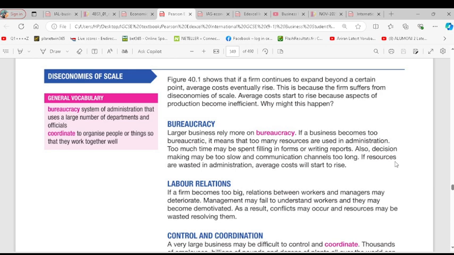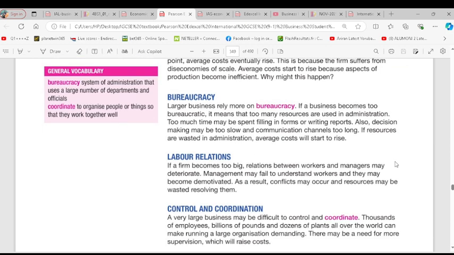These diseconomies of scale, okay? For these diseconomies of scale, we're simply talking about an increase in the average cost of production, despite the fact that the firm is expanding. That is diseconomies of scale. So what are the reasons why a firm or a business might witness these diseconomies of scale?